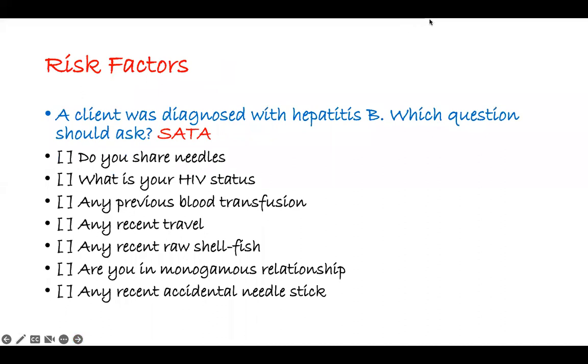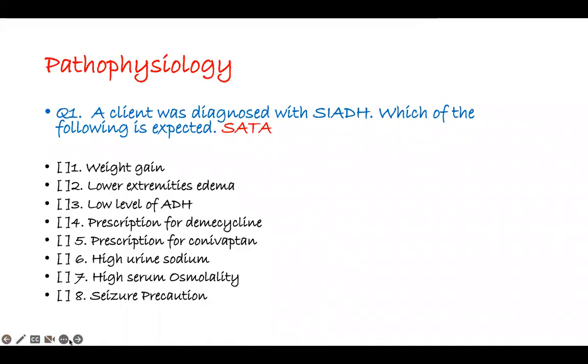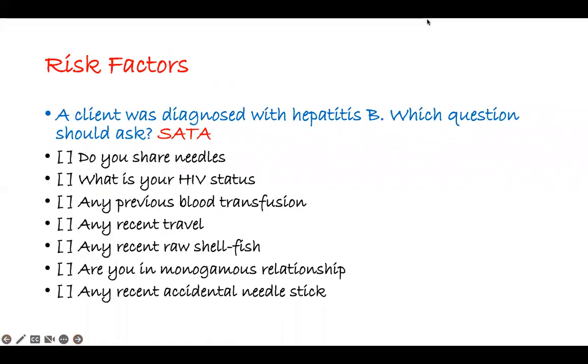Next question. Now we go to risk factors. I told you, every disease process, based on the pathophysiology, you can deduce the risk factors, what can cause that problem. So a client was diagnosed with what? Hepatitis B. So he has Hep B.